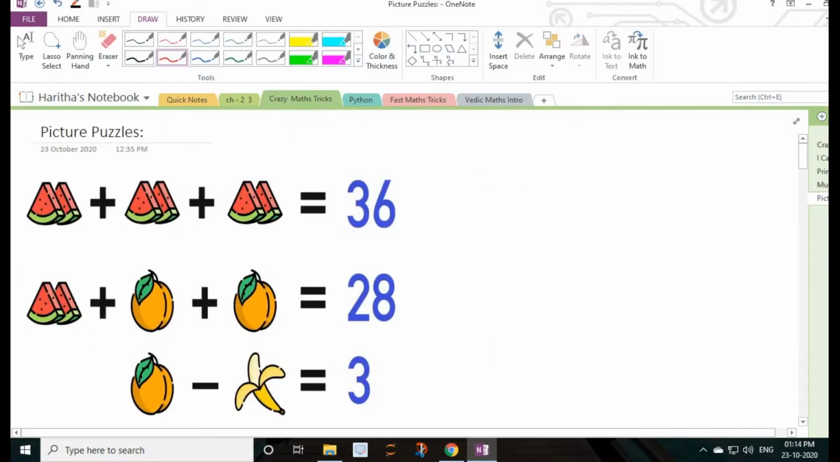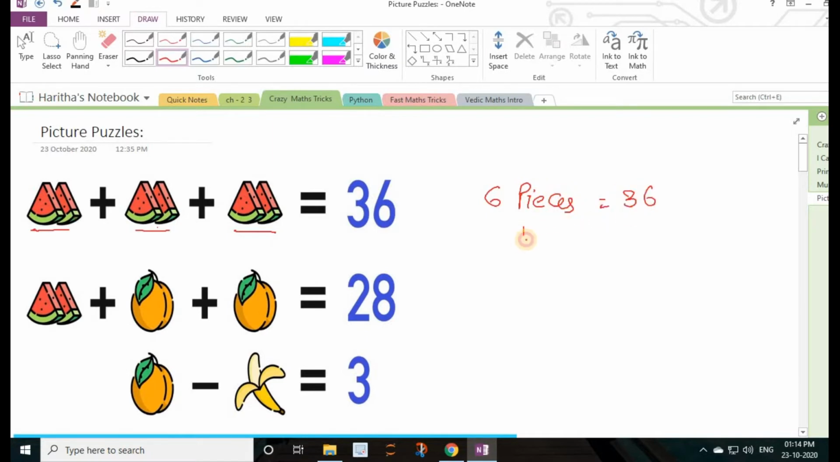So it is your first puzzle, right? Now we are going to solve this first puzzle. So here what he has given to you: watermelon, 3 twos. Each watermelon has two pieces, so in total you have 6 pieces. 6 pieces will be equal to 36. Then what is the value of one piece?